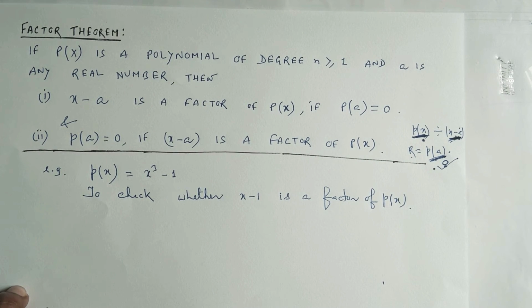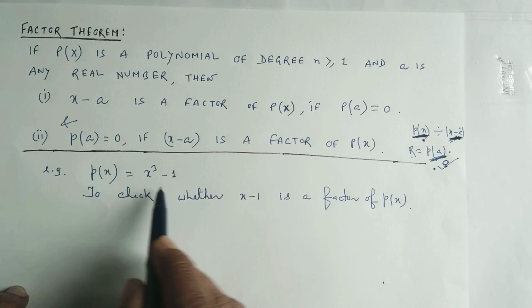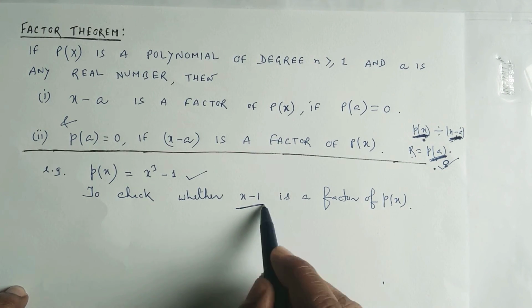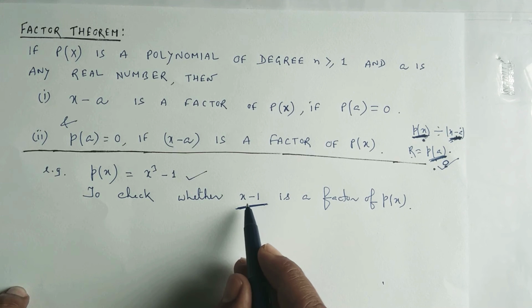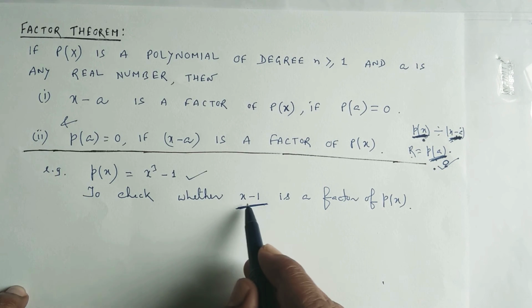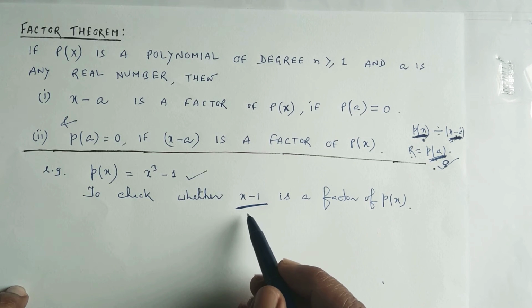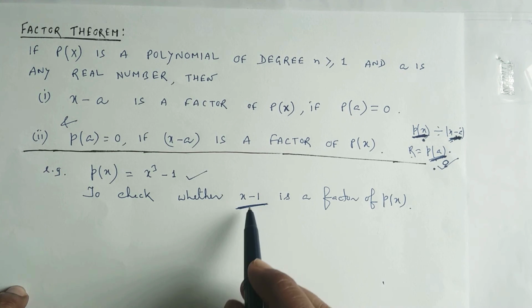So I will give an example to be clear. Supposing p of x is the polynomial x cube minus 1, and you have to check whether x minus 1 is a factor or not. It is very simple. We will get the particular value of x, like a here, from the divisor, because we have to check whether x minus 1 is a factor or not. So this x minus 1 is the divisor, the linear polynomial, and we get the value of x from it.